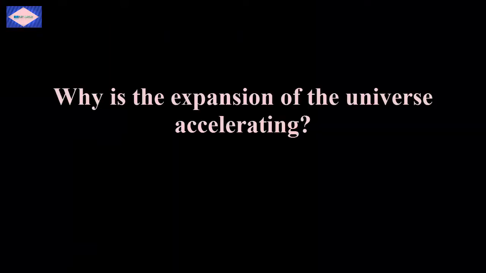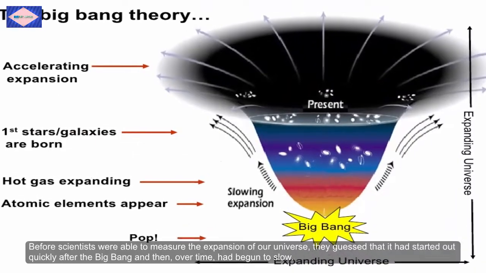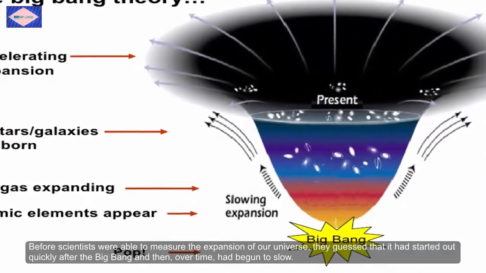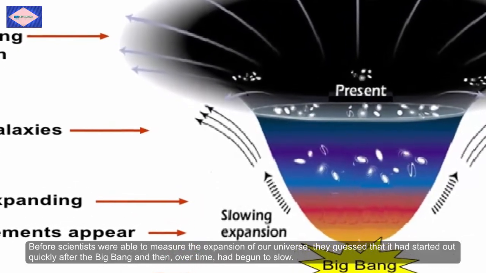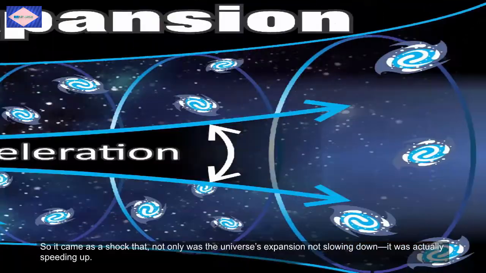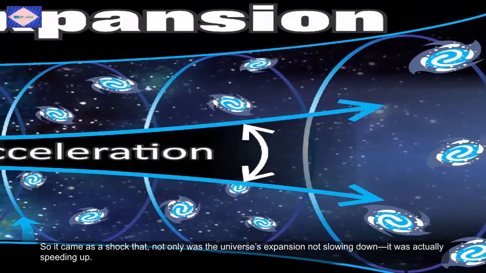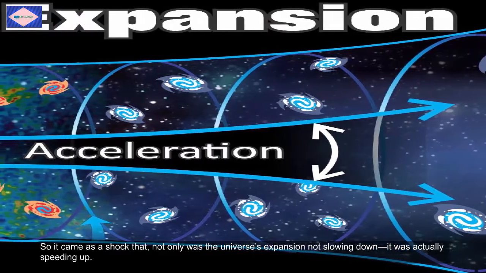4. Why is the expansion of the universe accelerating? Before scientists were able to measure the expansion of our universe, they guessed that it had started out quickly after the Big Bang and then over time had begun to slow. So it came as a shock that not only was the universe's expansion not slowing down, it was actually speeding up.